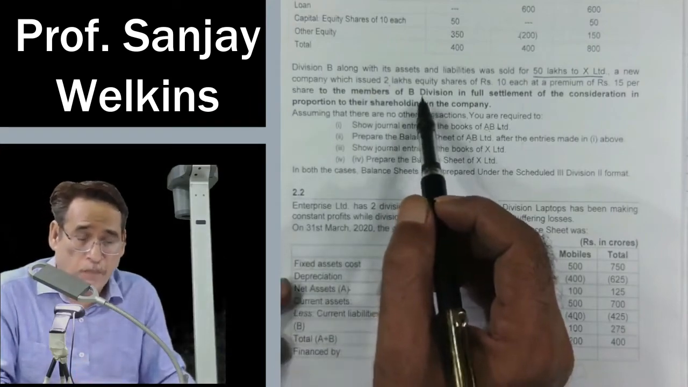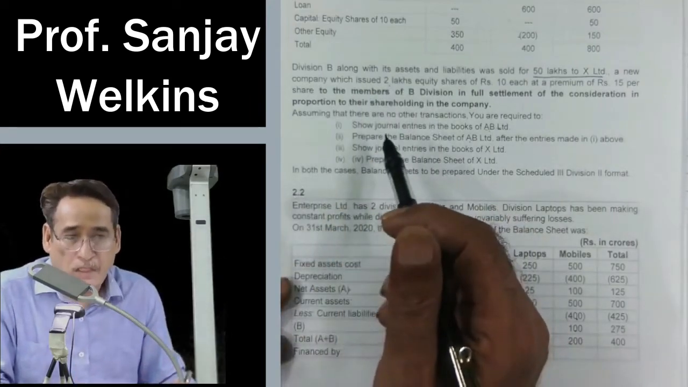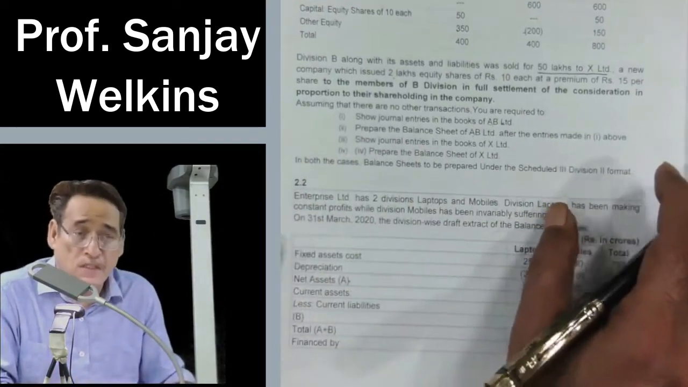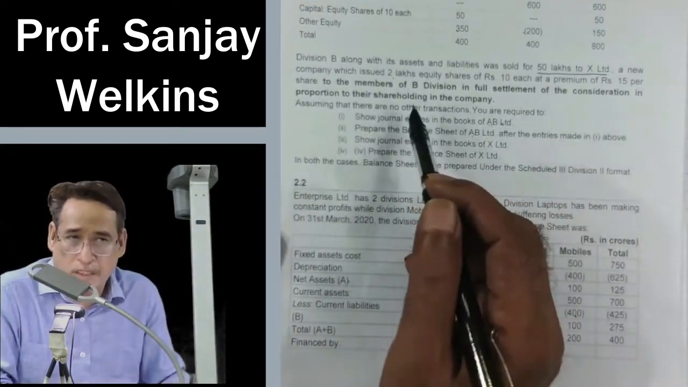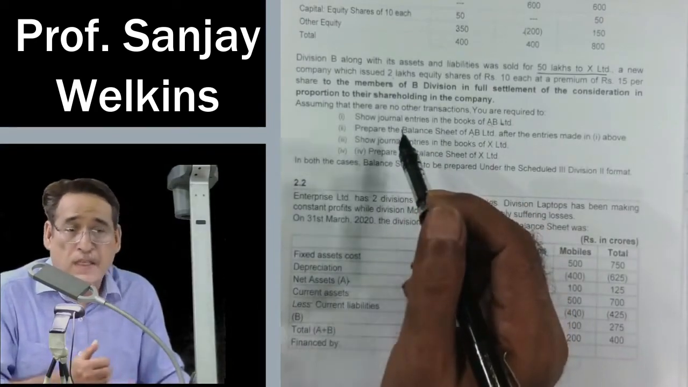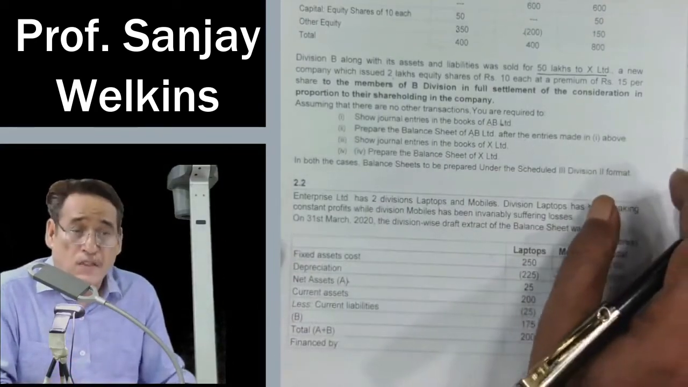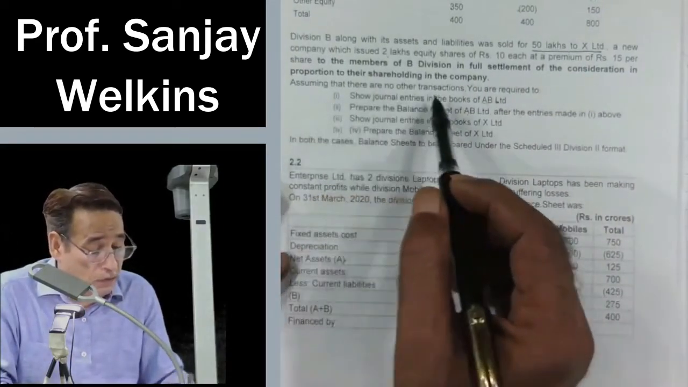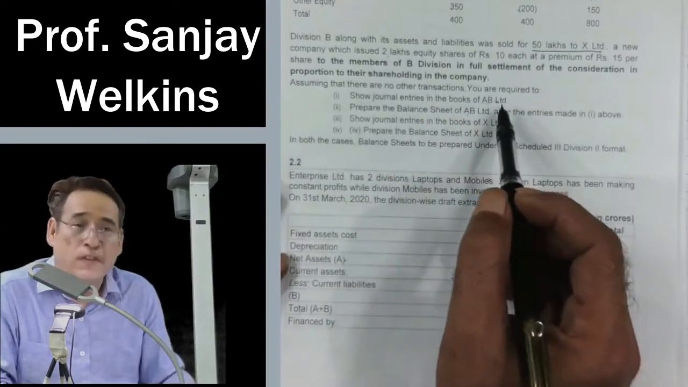This is the important line, because the entire scenario and the entire accounting aspects shall depend very heavily upon whether the purchase consideration has been received by the demerged entity or by the members, as I talked about in the last session and we discussed it at great length. Correct? And then further, now we are being asked to show journal entries in the books of AB Limited.